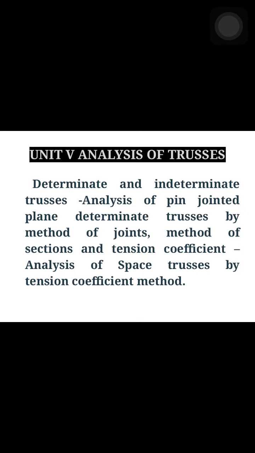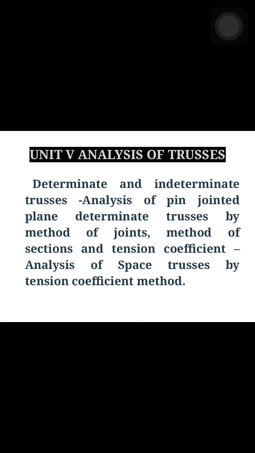Unit 5, Analysis of trusses. A structure that is composed of a number of bars pin connected at their ends to form a stable framework is called a truss. It is generally assumed that loads and reactions are applied to the truss only at the joints. A truss would typically be composed of triangular elements with the bars on the upper chord under compression and those along the lower chord under tension.